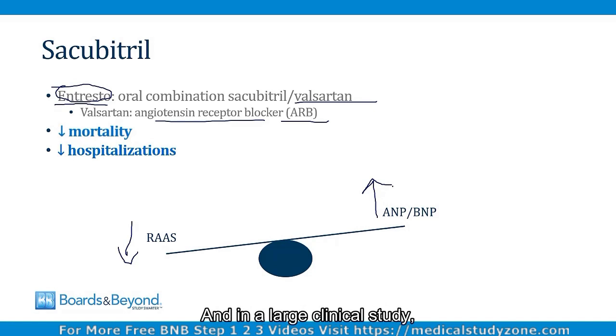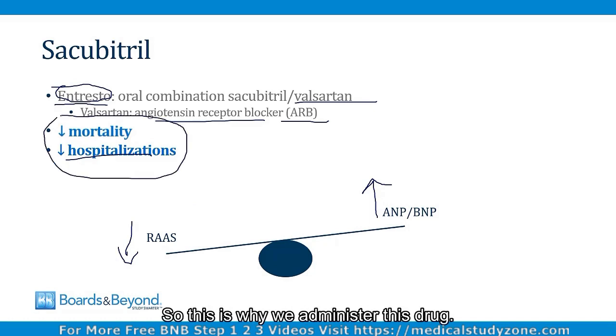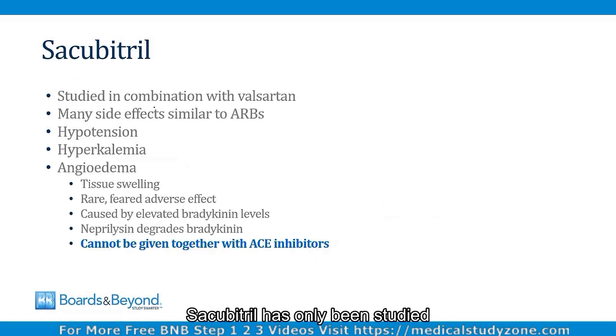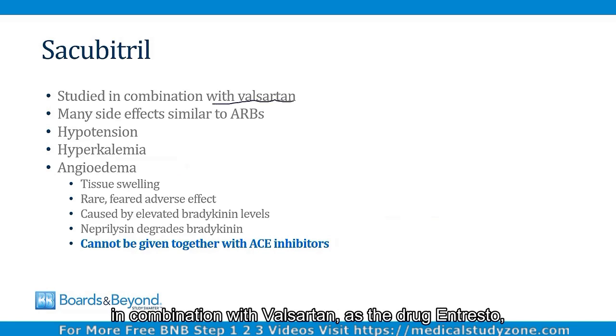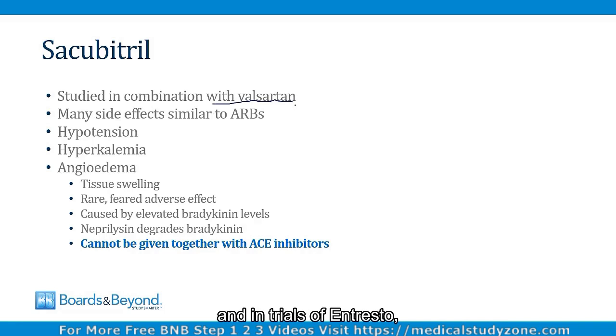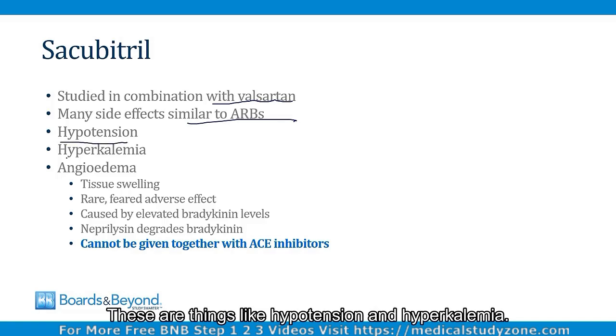And in a large clinical study, Entresto was shown to lower the mortality rate from systolic heart failure and also lower the hospitalization rate for systolic heart failure. So this is why we administer this drug. Sacubitril has only been studied in combination with valsartan as the drug Entresto, and in trials of Entresto, many of the side effects were similar to those of other ARBs. These are things like hypotension and hyperkalemia.